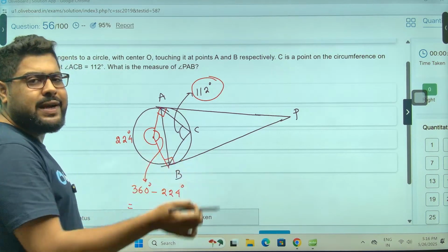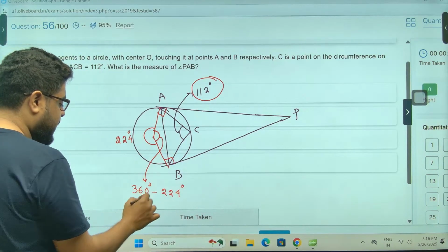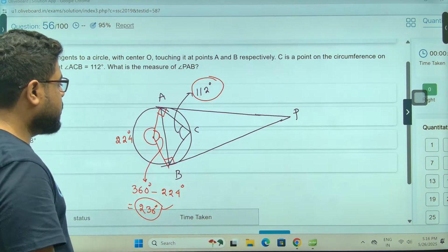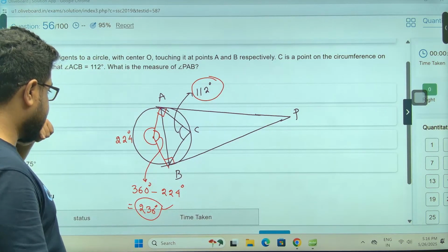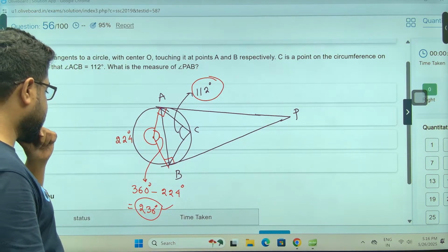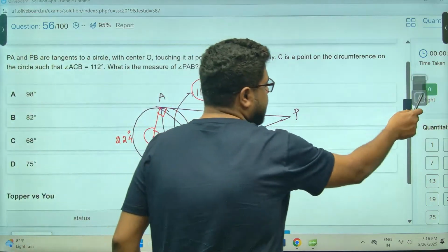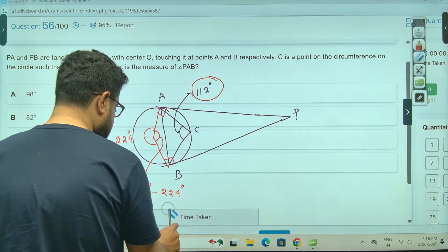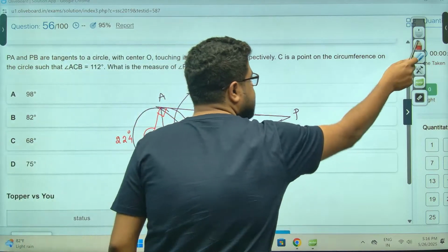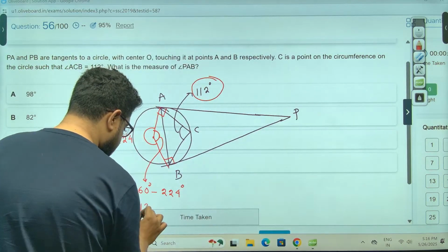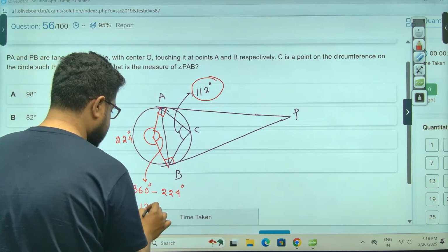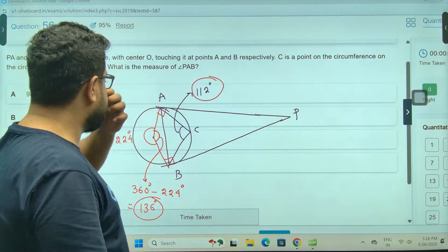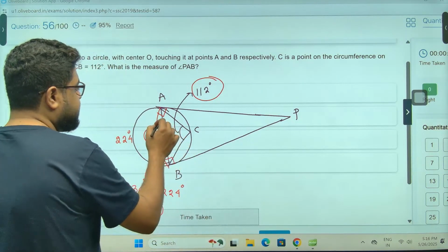360 minus 220 will be 240. 240 से और भी 4 कम कर दो. So 236. 236 degree is this angle. एक सेकंड, 136. अरे पागल, मैं सोचा इतना बड़ा क्यों हो गया. 136 degrees. Extremely sorry. 136 ना. हाँ जी. चलो ठीक है. 136 degree. Now they are asking this particular angle, sir.